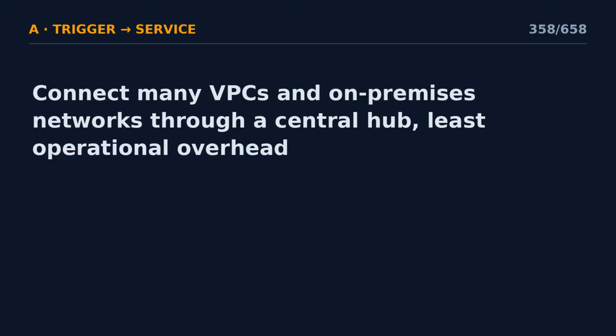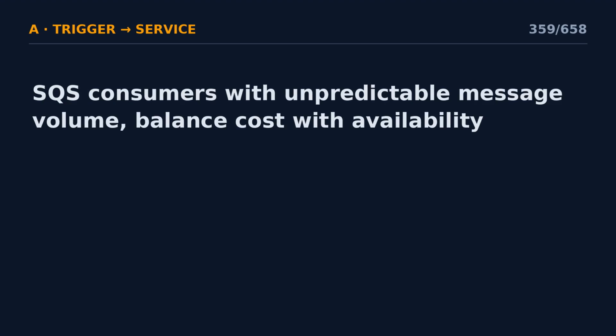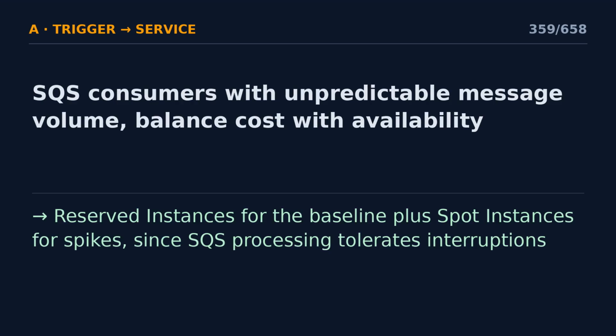Connect many VPCs and on-premises networks through a central hub, least operational overhead. Answer: AWS Transit Gateway. SQS consumers with unpredictable message volume, balance cost with availability. Answer: Reserved Instances for the baseline plus Spot Instances for spikes, since SQS processing tolerates interruptions.